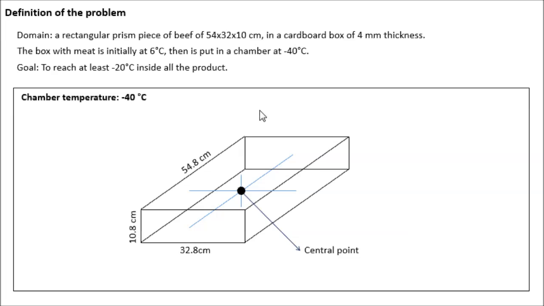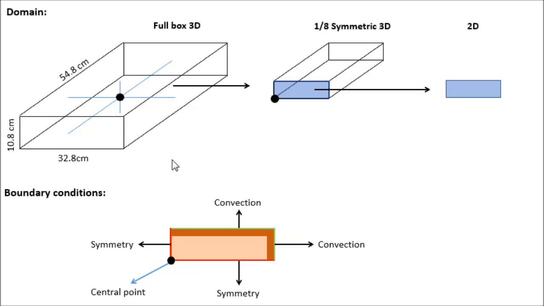Outside of the box we have air at -40 Celsius, and additionally I put a mark in the middle of the geometry where this point is the central point and will be very relevant in our study because it is always the point that has the higher temperature of the domain. According to the definition of the problem, from the environment, for example, to this face we have convection, and for the other face we have convection too.